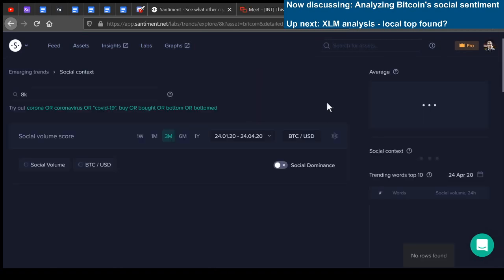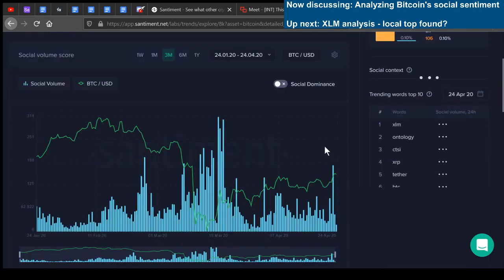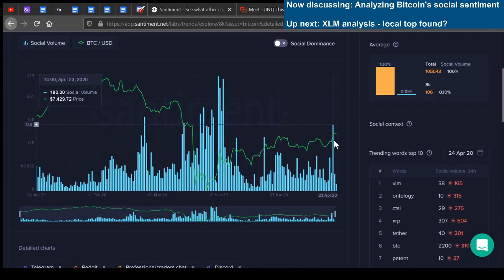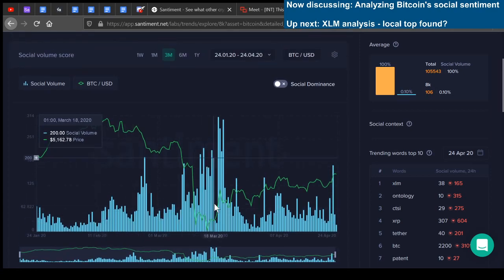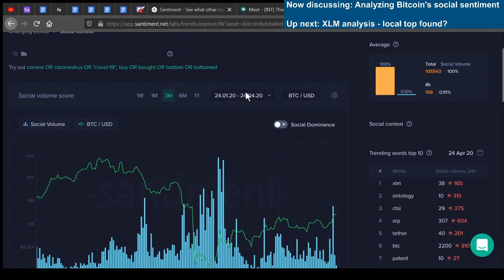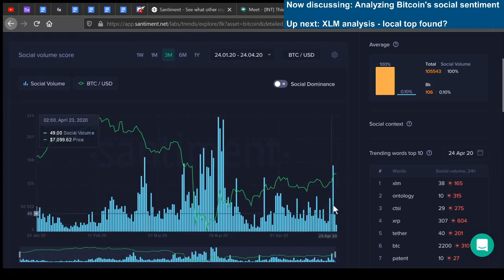So I was interested in 8K in particular, given this latest bump by Bitcoin. And sure enough, the blue is the amount of mentions of 8K on crypto social media over the last 3 months, and the green line is the price of Bitcoin. Right here we see the 1 month high in the number of 8K mentions on crypto social media. It correlates pretty much on point with what we've seen on Twitter's sentiment charts: a lot of people seem very confident in Bitcoin breaking above 8K over the next couple of days.